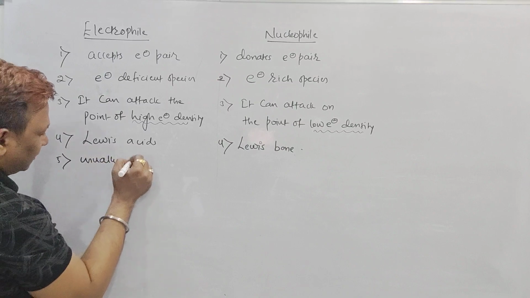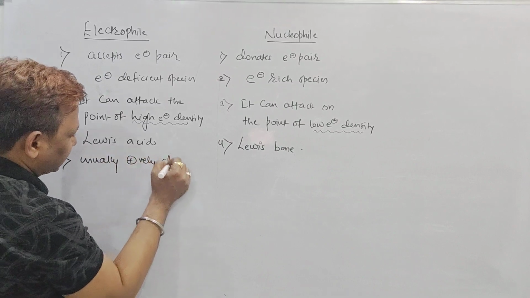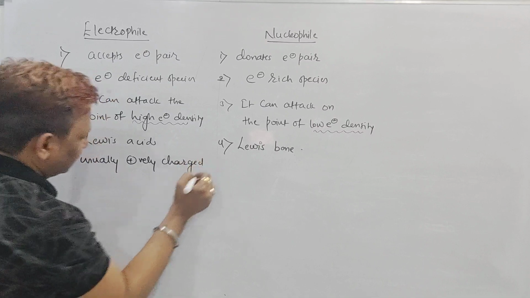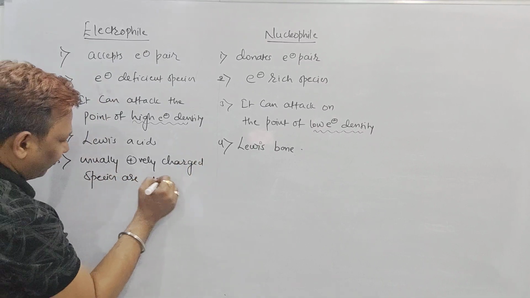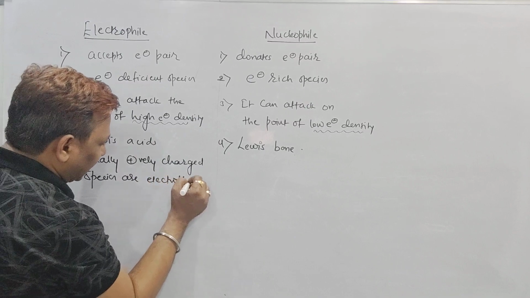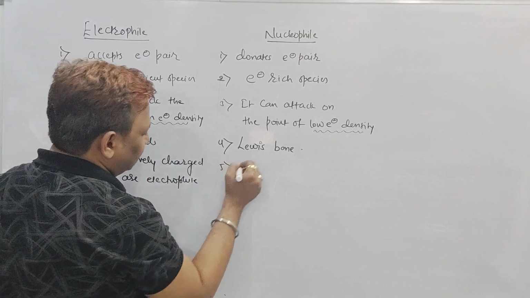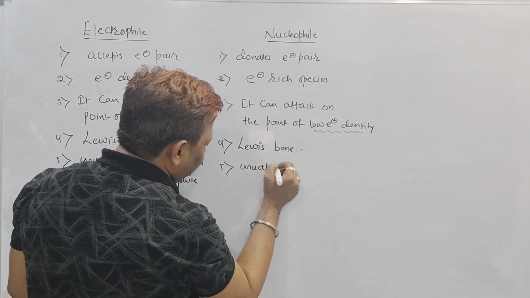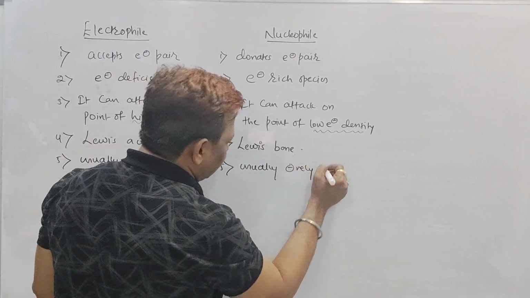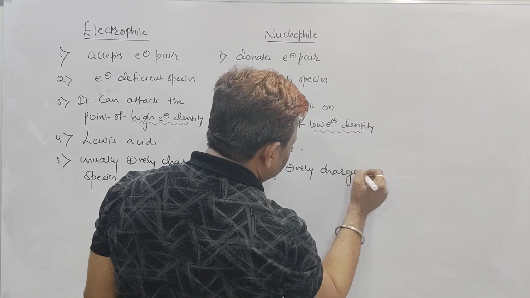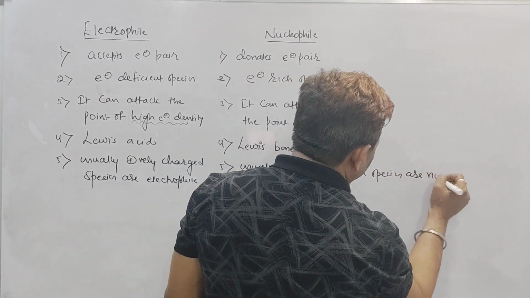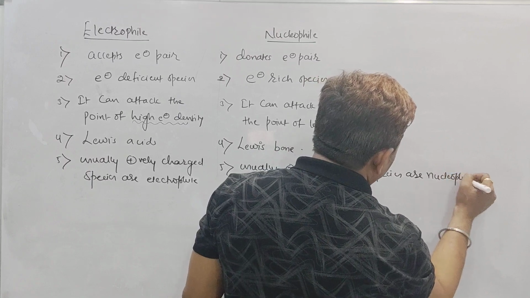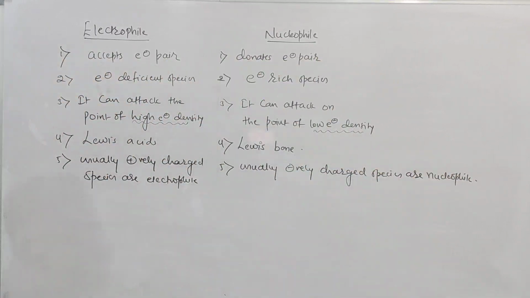Usually positively charged species are electrophile, but usually negatively charged species are the nucleophile. Right beta? Achha.